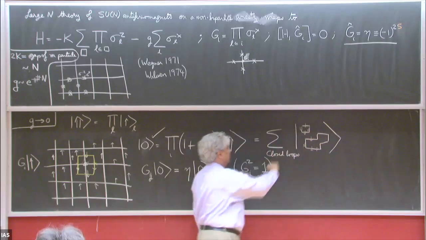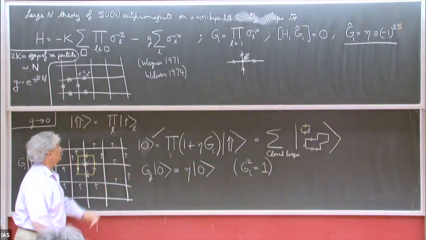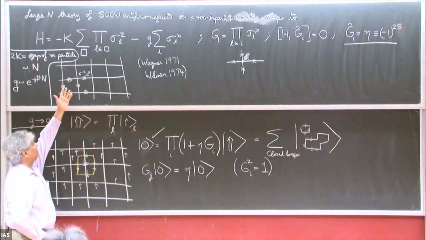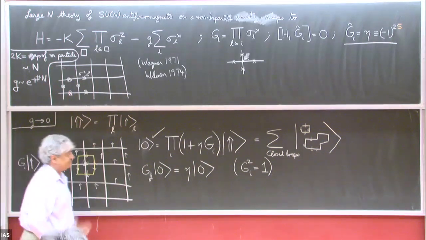And as long as you're putting in closed loops, every one of those states has the same eigen energy when acted upon by the first term in the Hamiltonian.